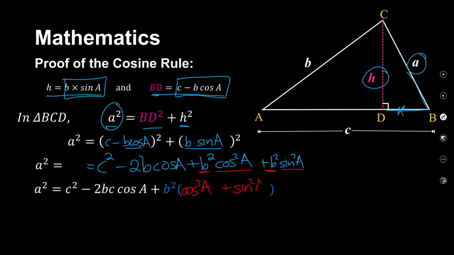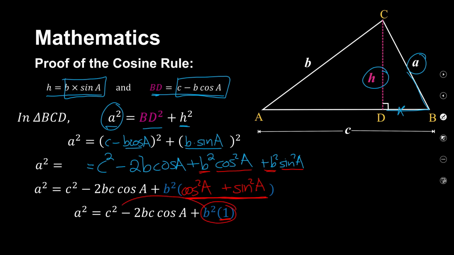Now look at this middle piece in our bracket, and what do you notice about this? This reminds us of the identity that says cos squared plus sine squared equals 1. We know the trigonometric identity from grade 10. So we substitute that for 1. And now we have something that looks almost exactly like what I want. So what did I want? A squared is equal to B squared plus C squared minus 2BC cos A. So what remains is just to rewrite this in the right order, putting that in front.